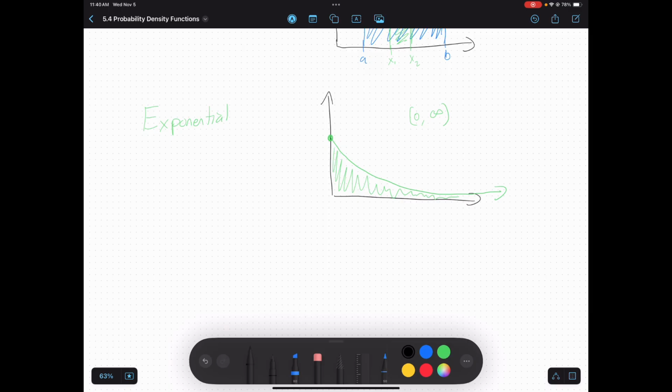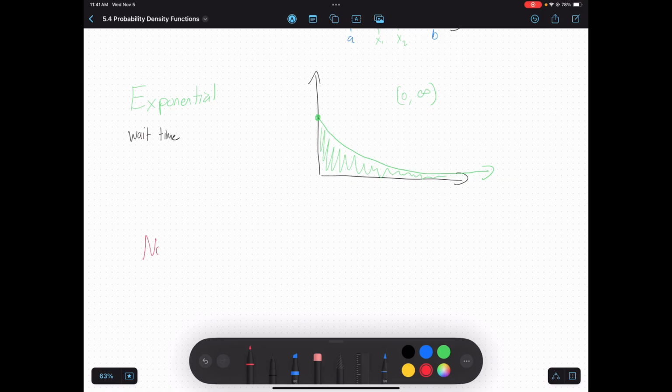This type of density function is used very commonly for things like wait time. If you're waiting in line, waiting a smaller amount of time is more likely than waiting a really long amount of time. And so we see that decay function there.